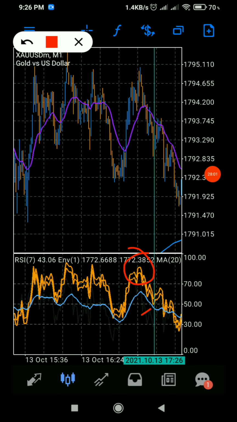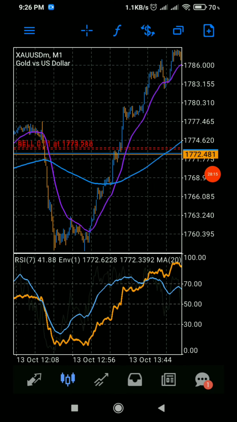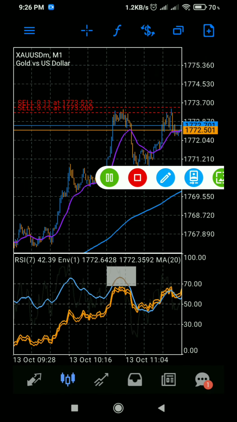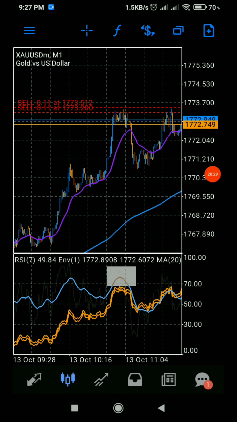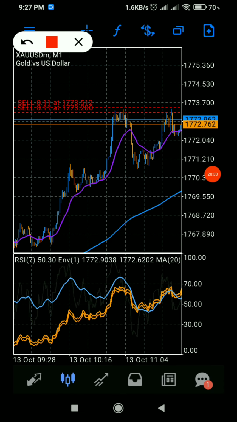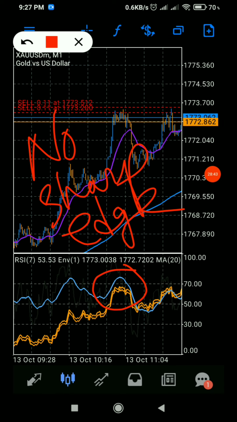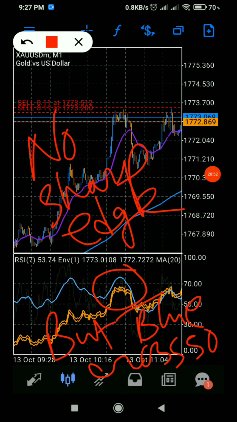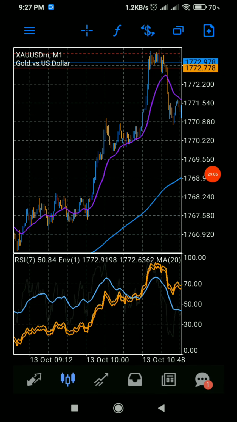Have a look at this. This is a sharp edge, and here blue crosses 50, so sell. And look at this rectangle false signal. So no sharp edge as you see here, but the blue crosses the 50 level, so it is a false signal because there is no sharp edge.